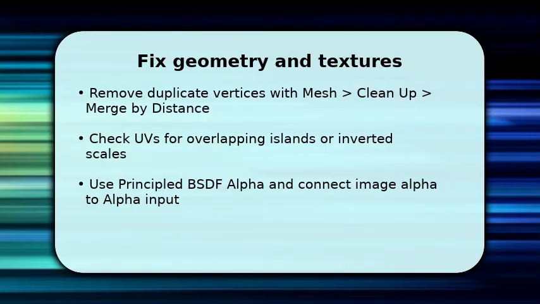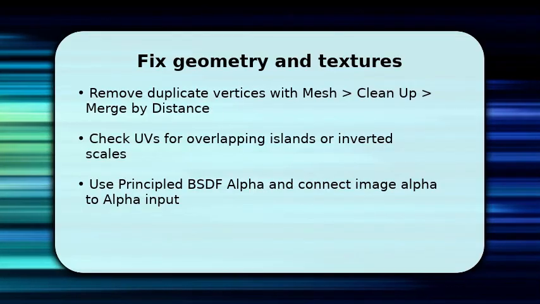Enter edit mode and use merge by distance to eliminate duplicate vertices that create Z-fighting and holes. Then inspect your UV map in the UV editor for overlapping islands or inverted scales. Correct them to avoid alpha artifacts.